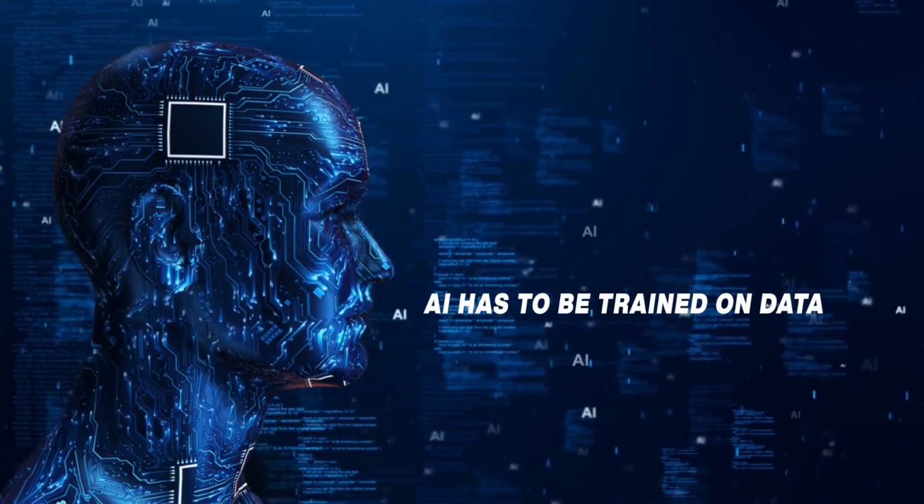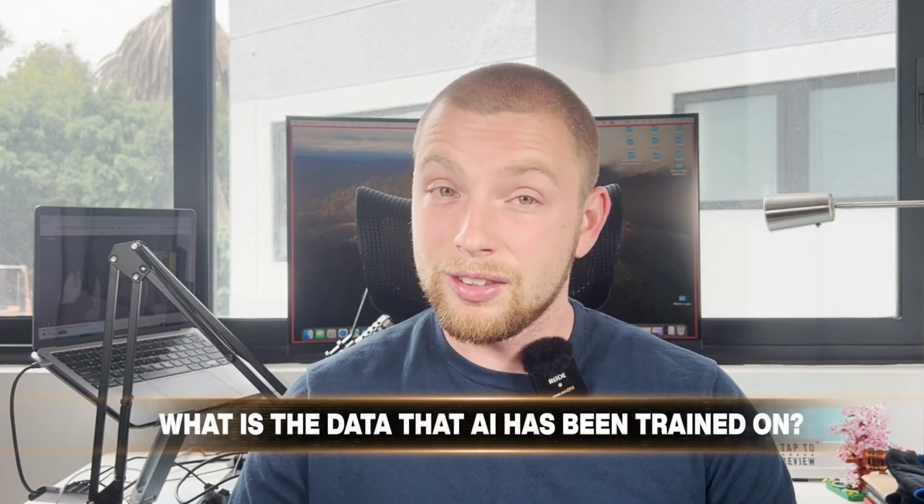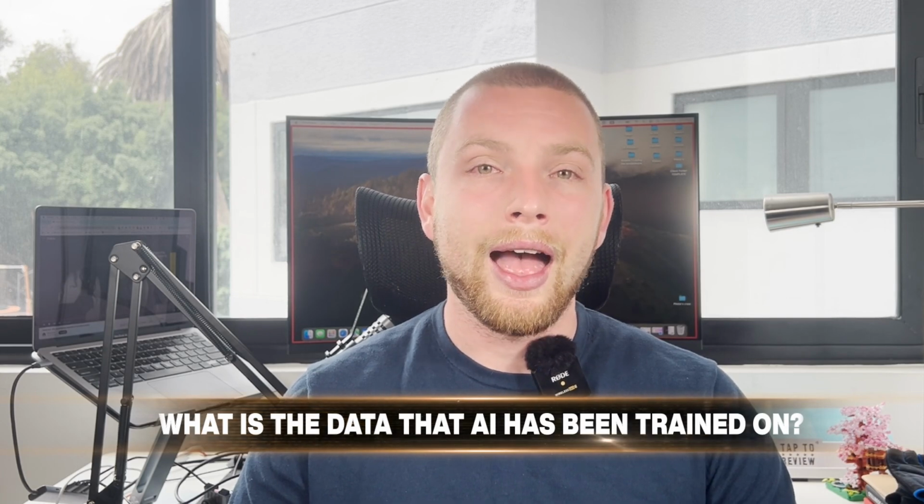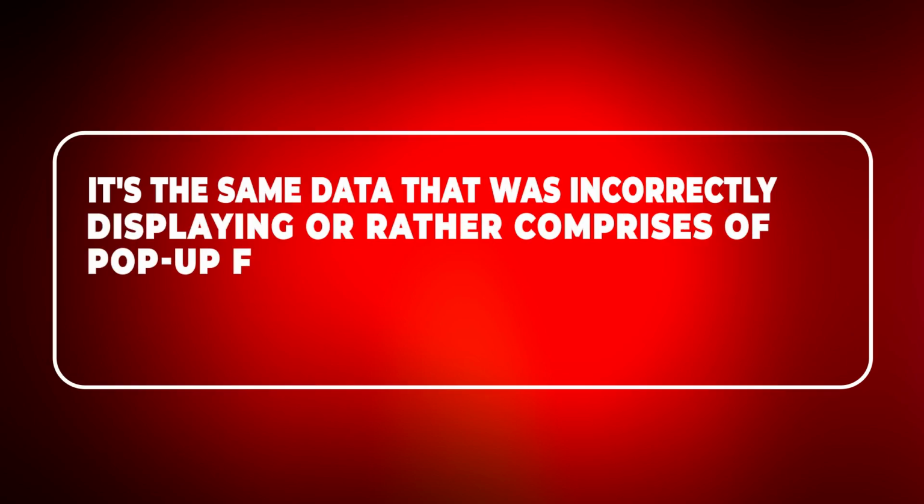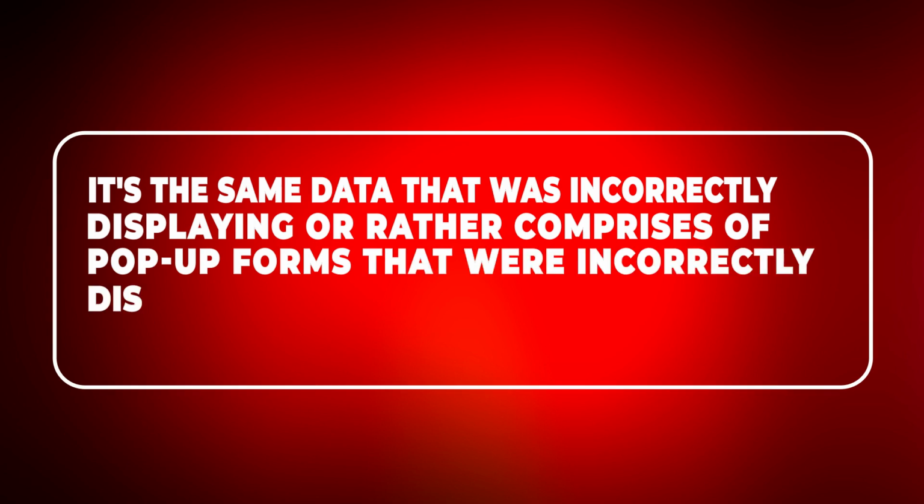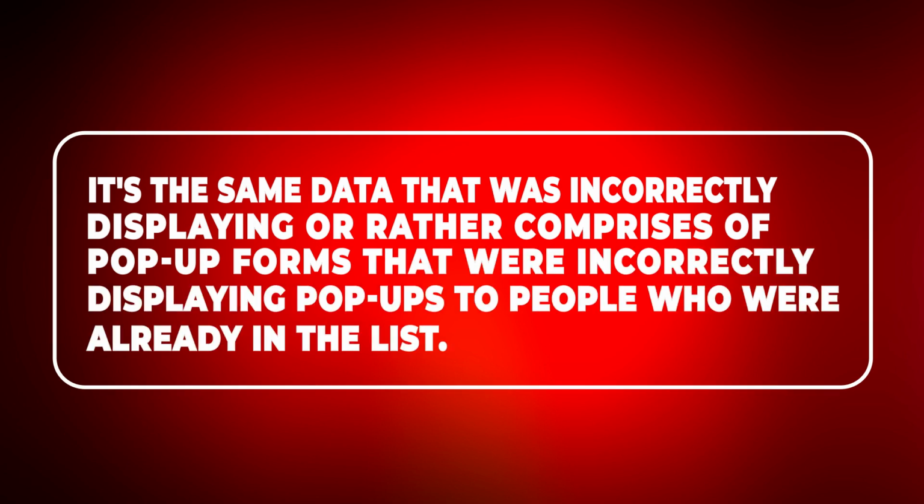AI has to be trained on data, or for you Americans, data. AI has to be trained on data. What is the data that AI has been trained on? You guessed it, it's the same data that was incorrectly displaying, or rather comprises of pop-up forms that were incorrectly displaying pop-ups to people who were already in the list.